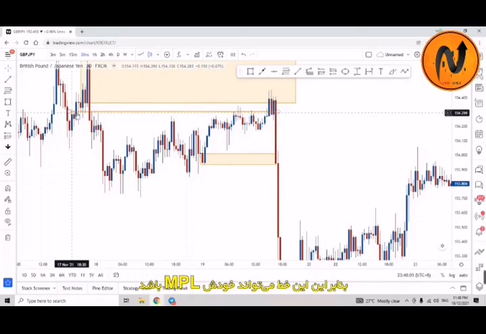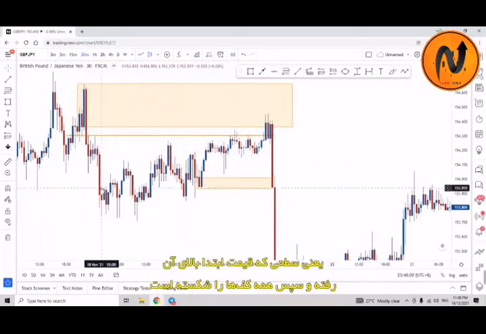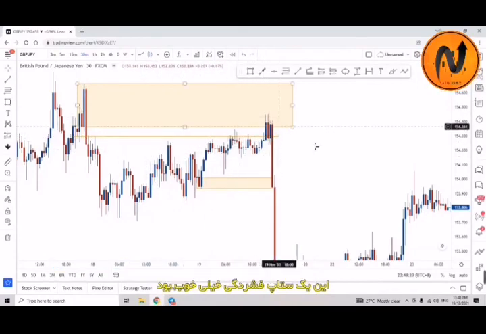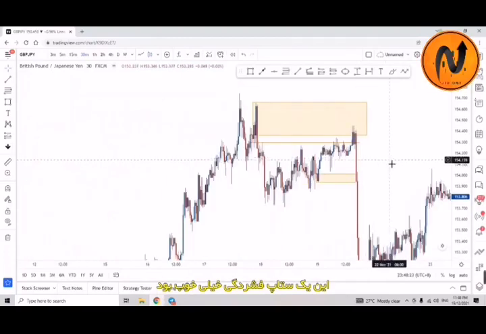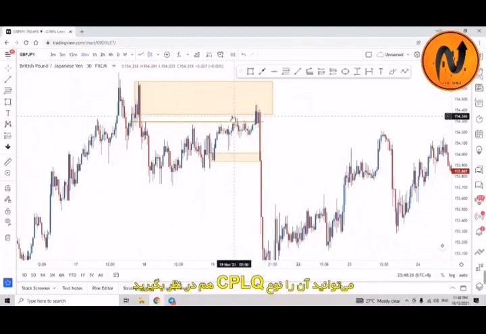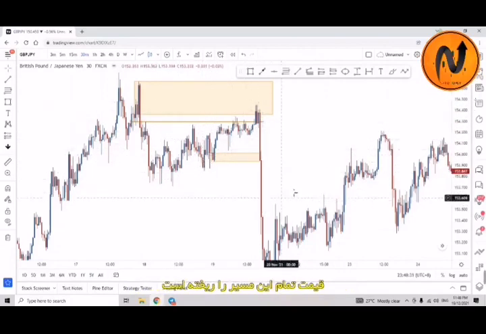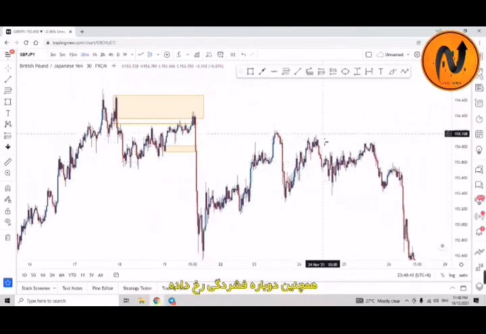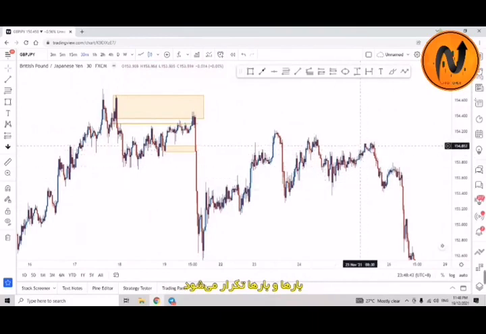And of course this itself can serve as an MPL, maximum pain level, where the price went up before it plunged down, breaking all this low. So you can assume the area, the zone exists. You can see a rejection. So this is a very, very nice compression type. Of course, you can also consider this as a CPLQ, compression liquidity. The price dropped all the way, nicely done. And of course, it happens again and again and again.